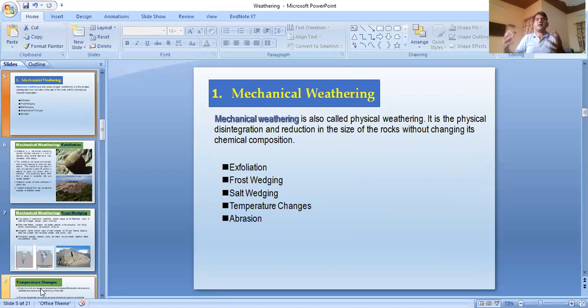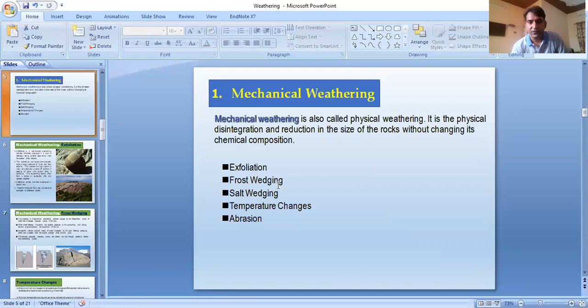Now we start with mechanical weathering, also called physical weathering. The more popular term is physical weathering. So what happens in physical or mechanical weathering? It is physical disintegration or the reduction in the size of rocks without changing their chemical composition. The change that occurs has nothing to do with chemical or biological change. Though its size and texture have been changed or reduced, its chemical composition is not changed here. In physical weathering, only the physical outlook is changed.